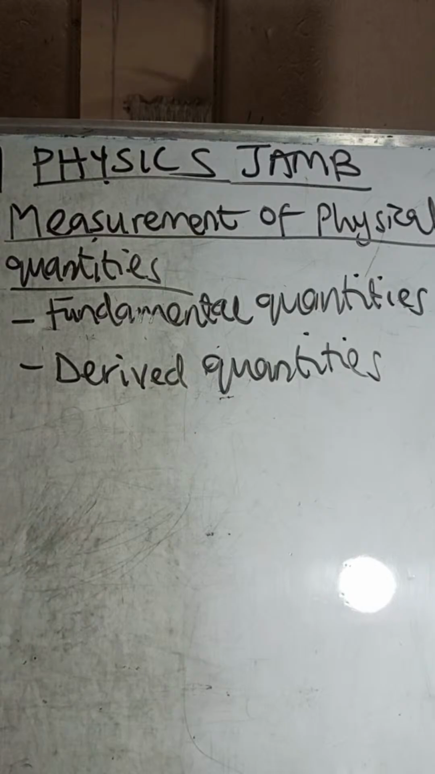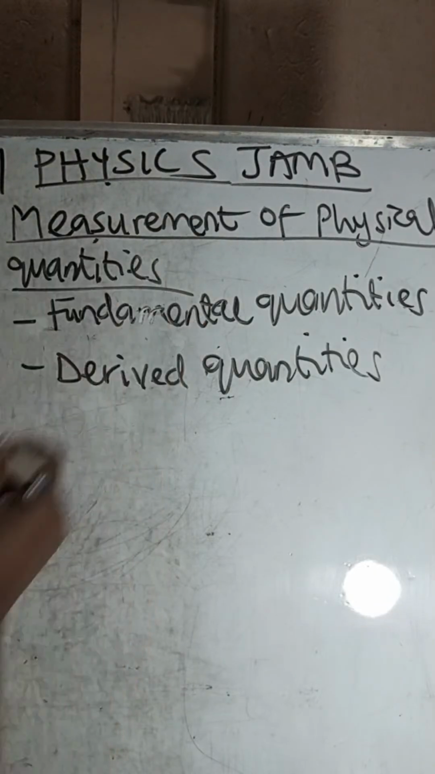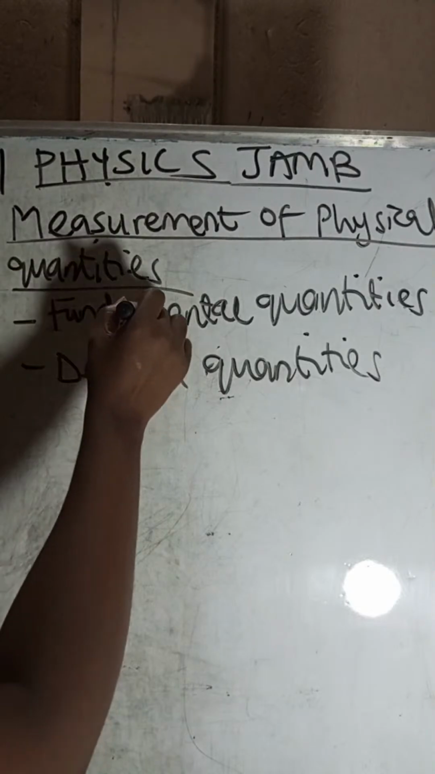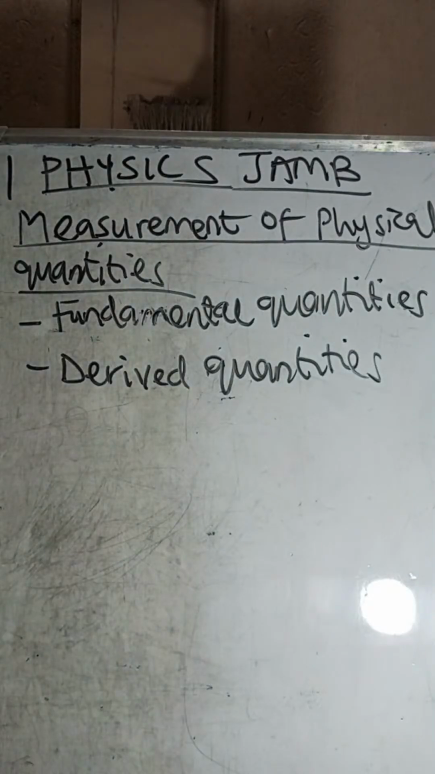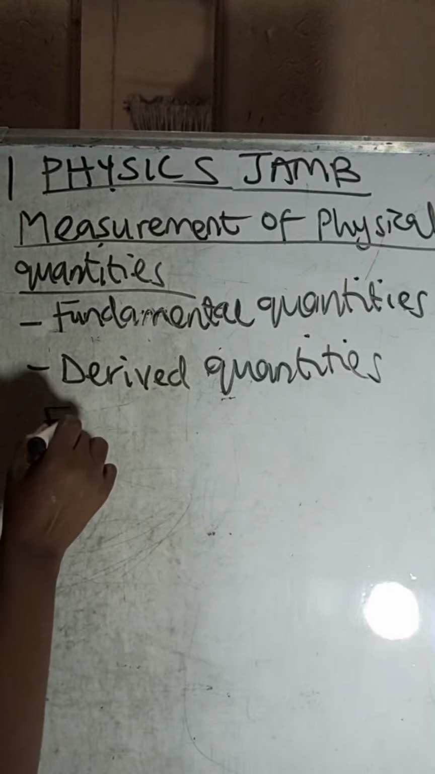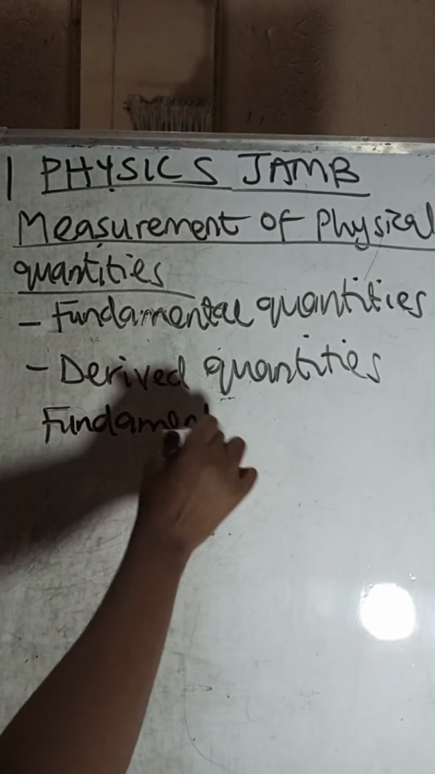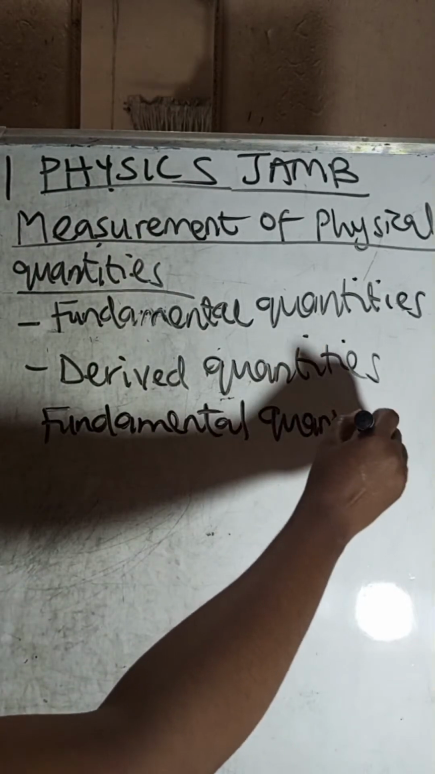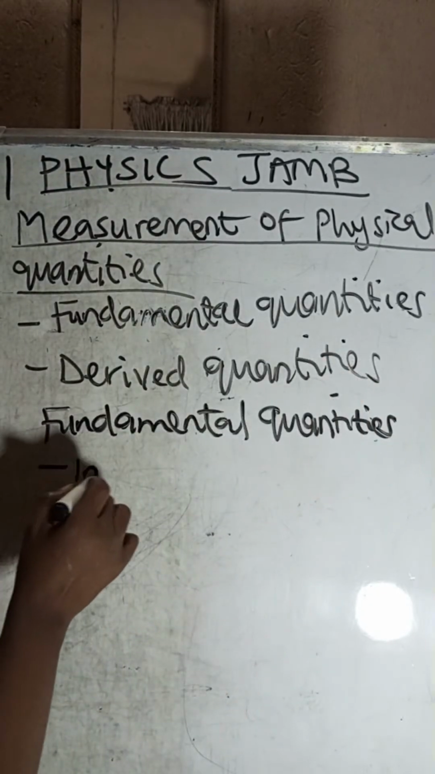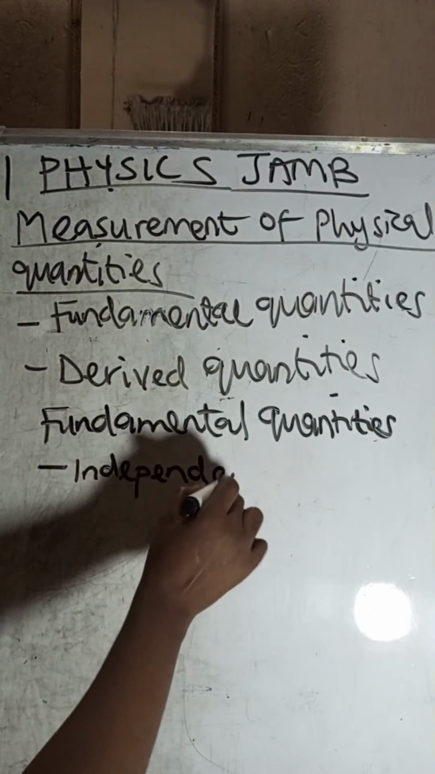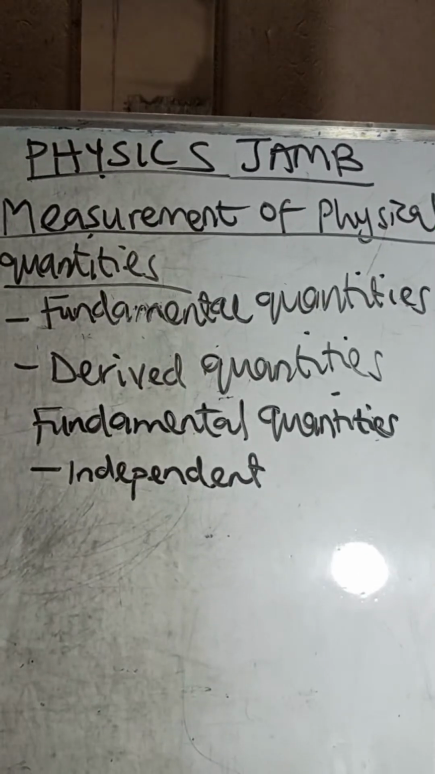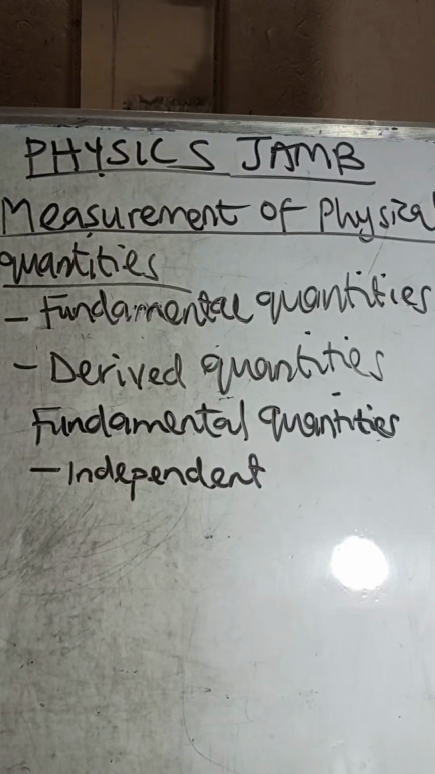Fundamental quantities and what? Derived quantities. Okay. So fundamental quantities, they are quantities that are independent. Fundamental quantities are independent of other quantities. Rather, other quantities depend on them. So what JAMB asks you is this: which of the following are examples of fundamental quantities?